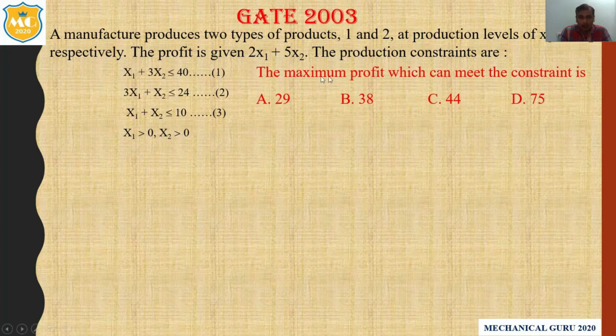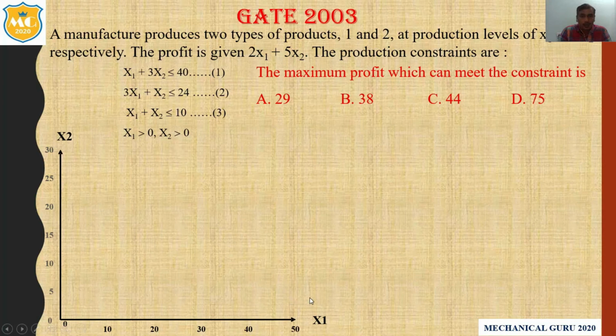So, the maximum profit which can meet the constraint is option A 29, B 38, C 44 and D 75. It's not necessary that we get the exact value, but maybe the nearest, which can meet the constraint. So now we solve the example. So x is x1 and y is x2.